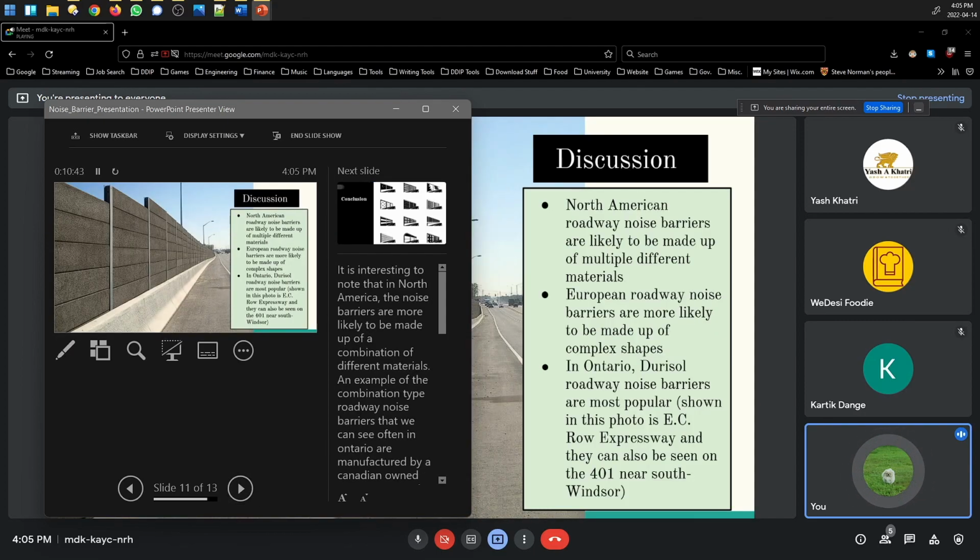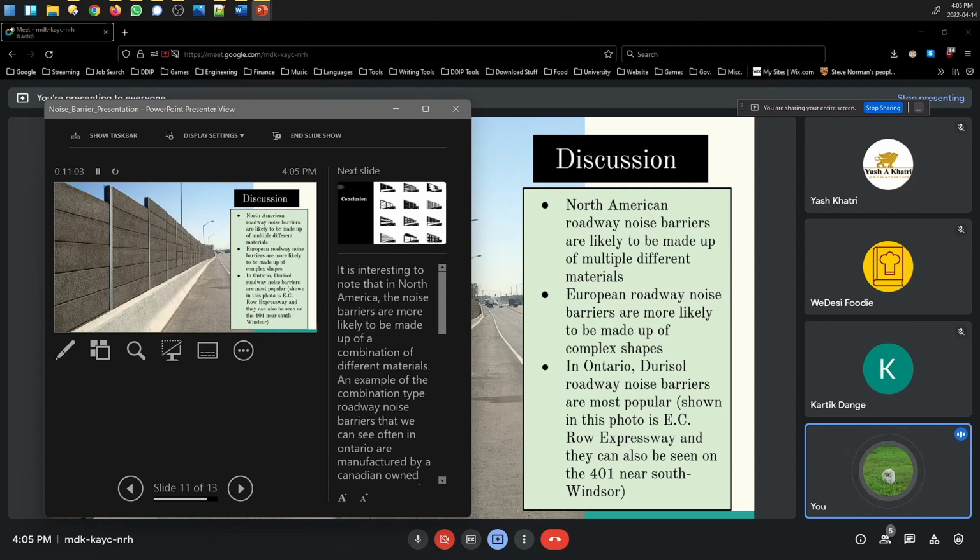So here we have a sound barrier. This one's made by Duracell, and it's very popular in southern Ontario. They're the biggest manufacturer, and you can see this along the Easy Row Expressway, and they can be seen on the 401 near South Windsor.